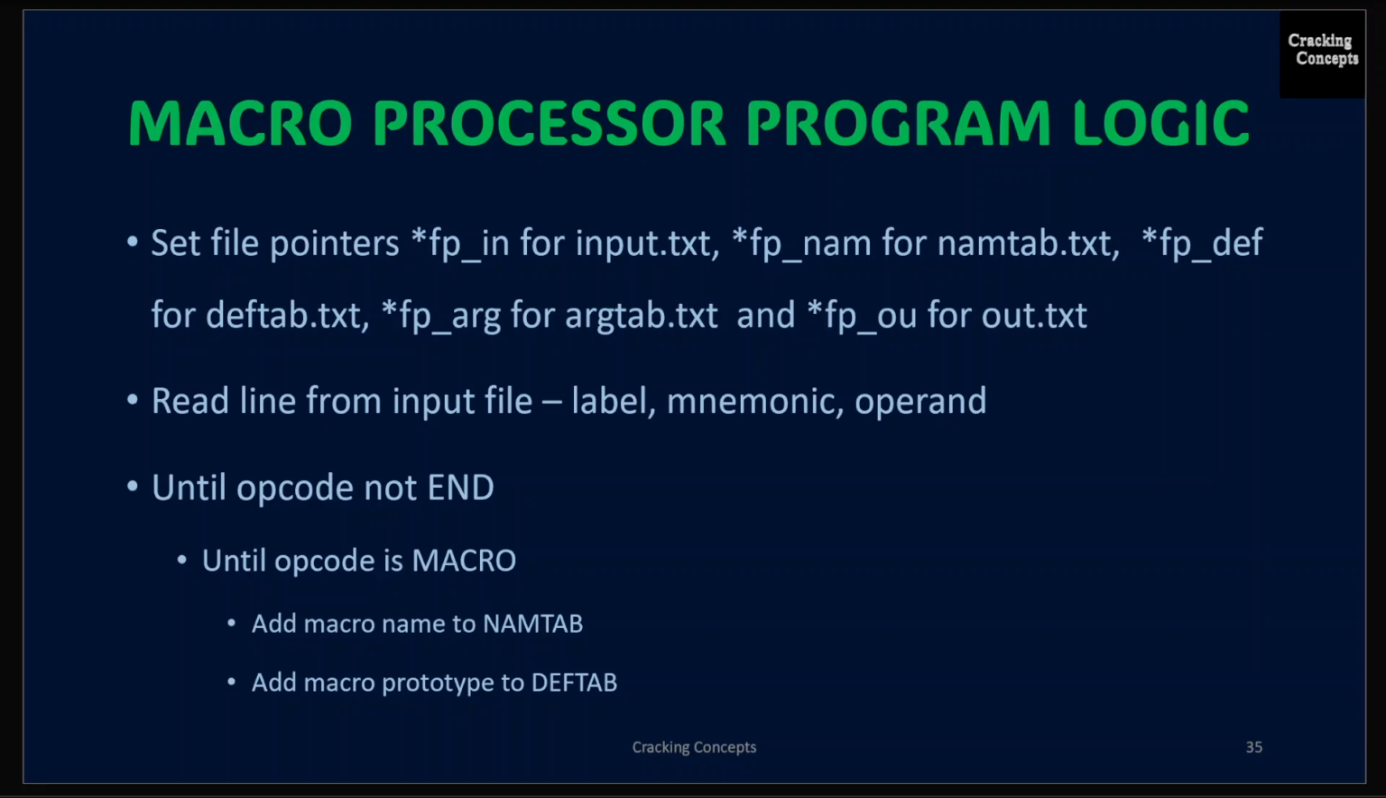Now for the input, the file pointer is in read mode, and for the output it is in write mode. For all the rest, it will be in both read and write mode. Then we read the lines from the input file, which will be in the format label, mnemonic, and operand. Now until the opcode is not MEND, it checks if the opcode is MEND.